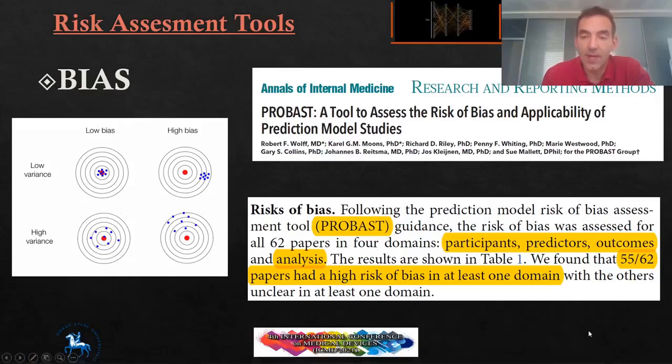So to prevent bias, which is a very hot topic that is being discussed in several talks, you should be checking the PROBAST tool to prevent bias in your data or in your model or in your outcomes or in your analysis.